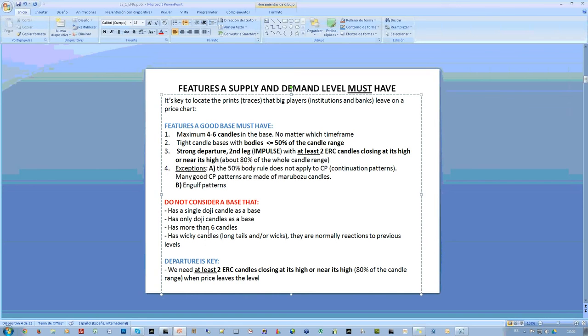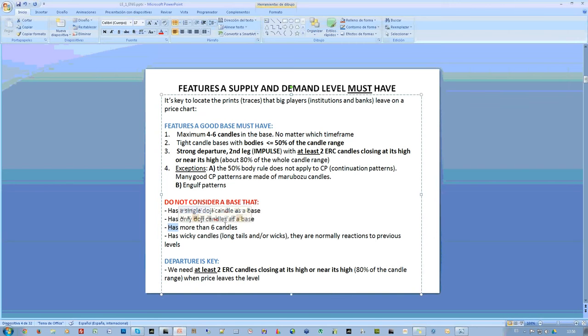What we do not consider a good base, we don't even have to draw it, is a base that has only a single doji candle, or only doji candles, more than one candle at a time. If we don't have a small range candle, spin top candle or tight candles there, we don't want to consider that base as valid.